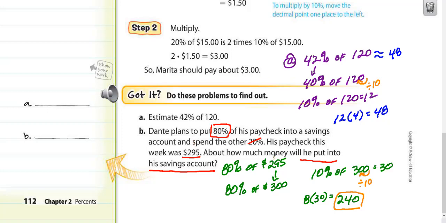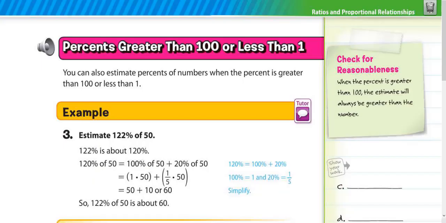Now, since we rounded the 295 up to 300, his actual amount's a little less than 240. 80% of 295 is a little less than 80% of 300. But it's a really good estimate. So we know for part B that Dante plans to put $240 out of his 295 into savings. Here's the answer for part A, by the way, 48. Okay, let's go ahead and take a look at the next page.